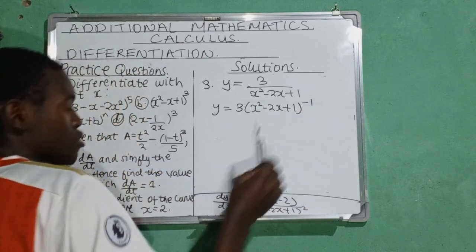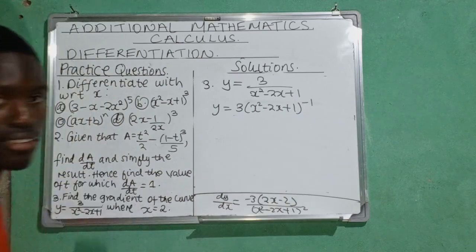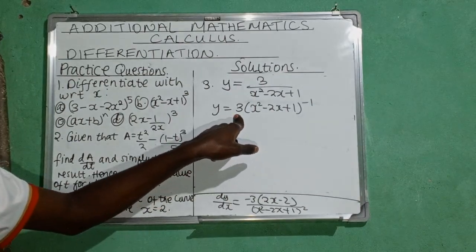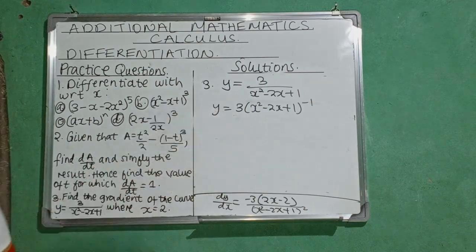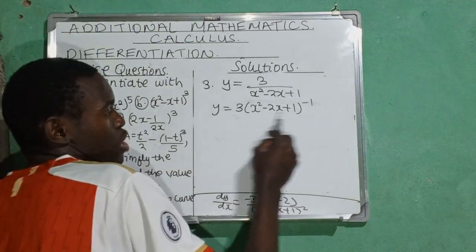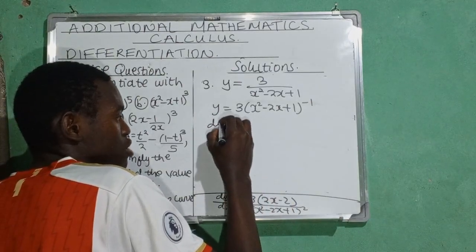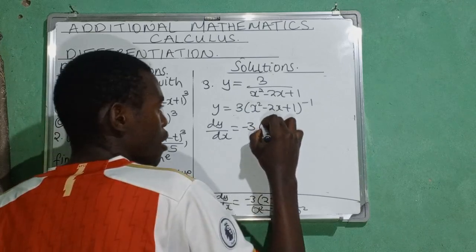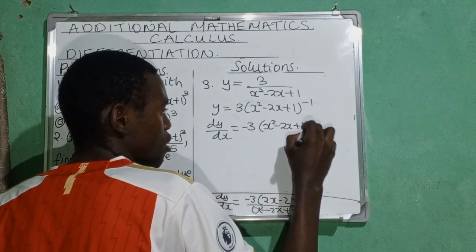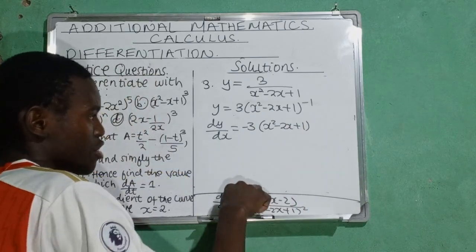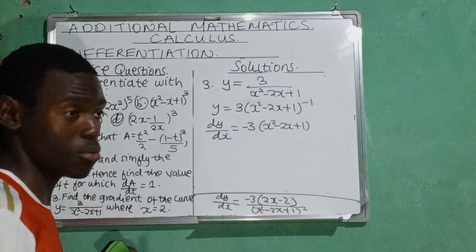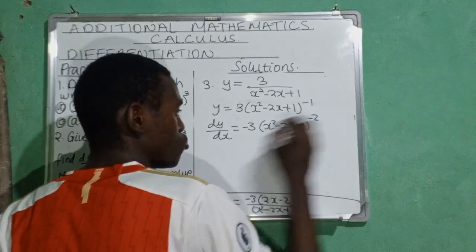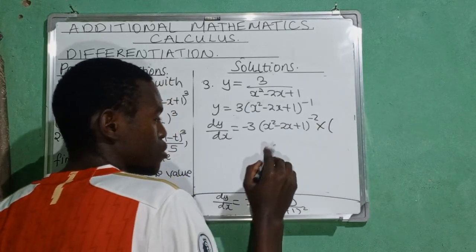So in front of the brackets, in this case, there is a number 3. Most examples that we have been doing about the core have no number, but in this case there is the number 3. So negative 1 multiplied by positive 3, we're finding our dy dx is going to be negative 3. You multiply by x squared minus 2x plus 1, then power negative 1 minus 1. So negative 1 minus 1 is going to be negative 2. You multiply by the derivative of the core.